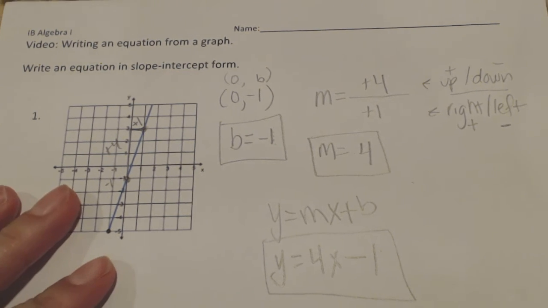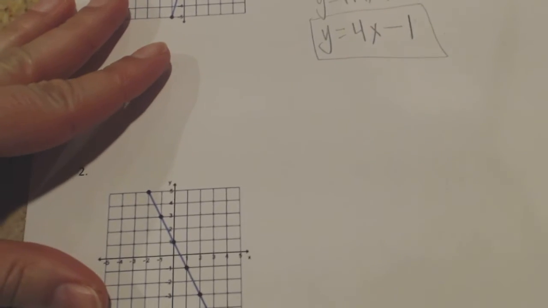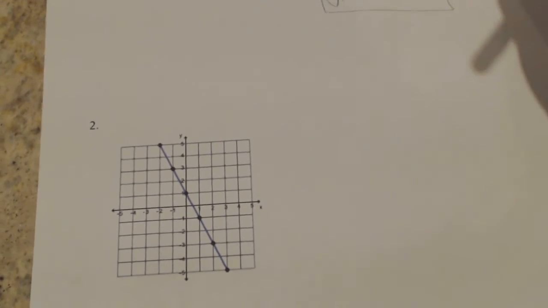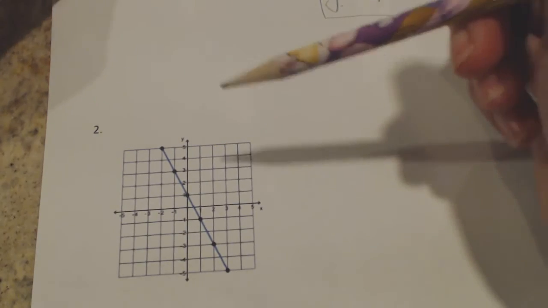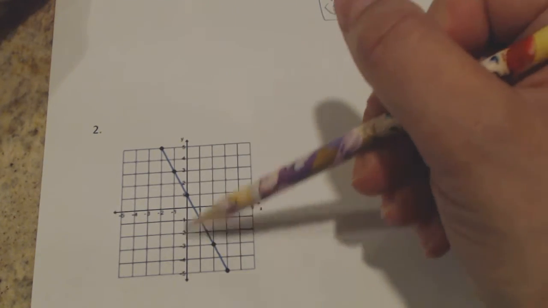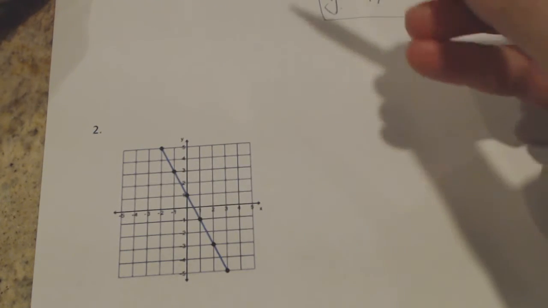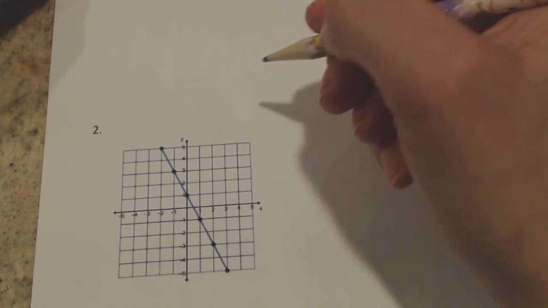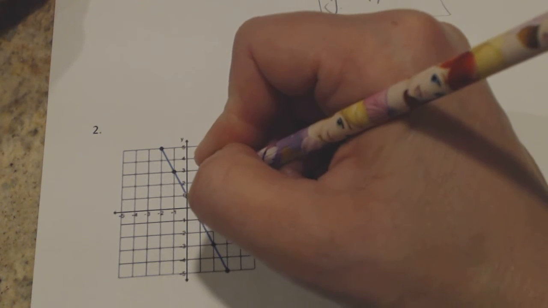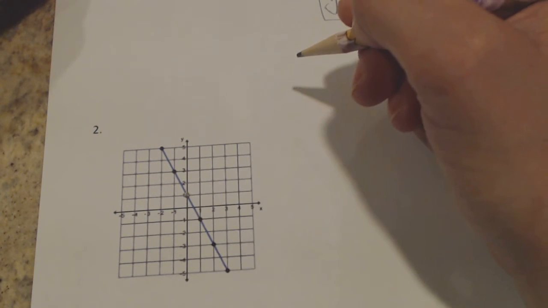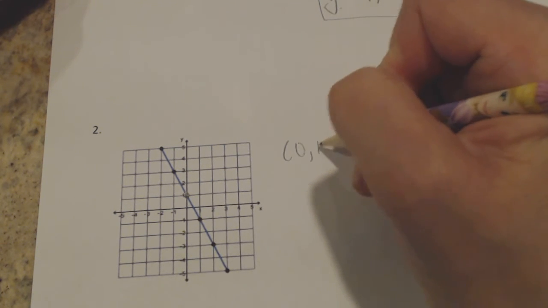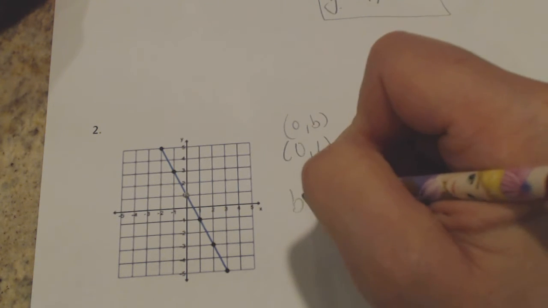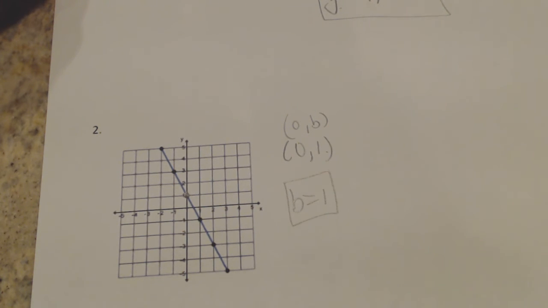Next example that we have here, next graph. Scroll down a little bit. Okay, so here's our line, here's our y-axis, here's our x-axis. So the first thing that we do is locate where the line crosses the y-axis, which is the y-intercept, and that's right here. Notice, nice little point. The point is at 1, so that is (0, b), (0, 1). So that means our b is positive 1, and we put a box around it.